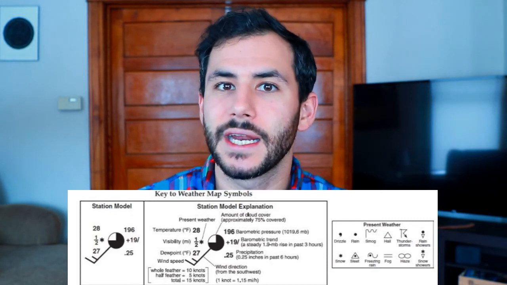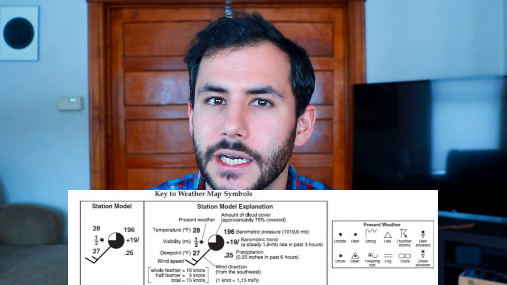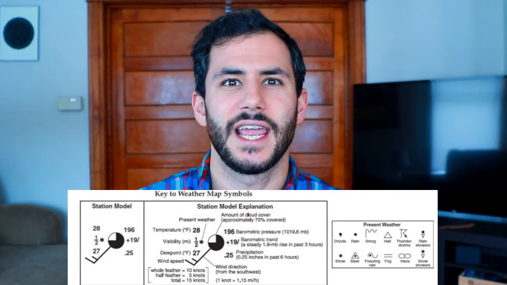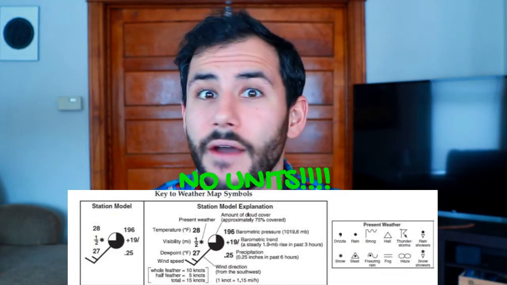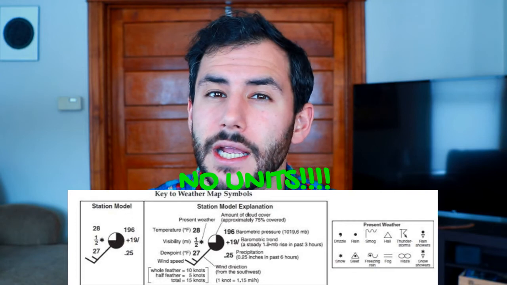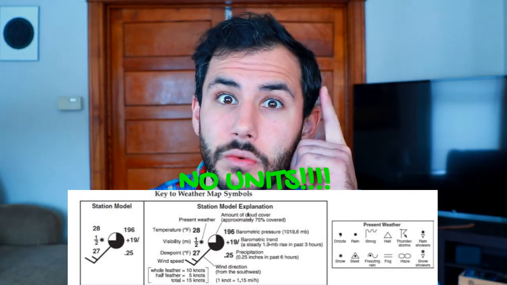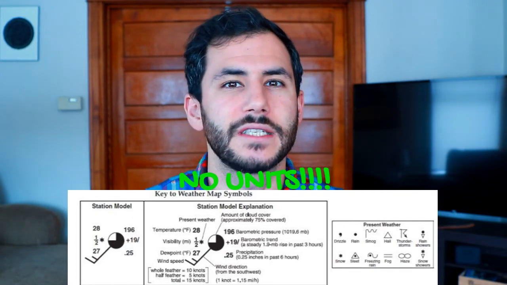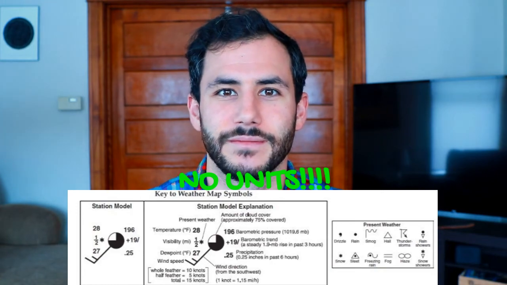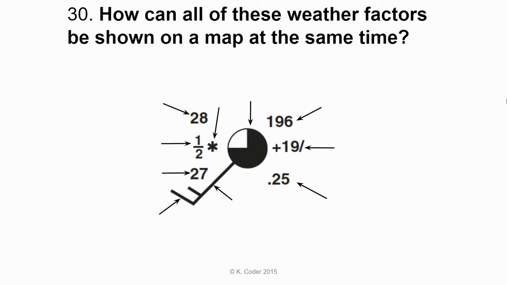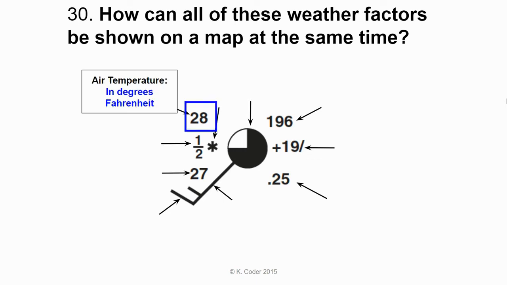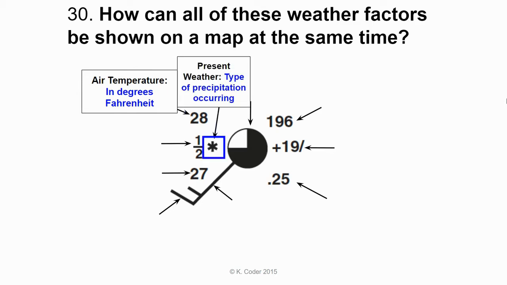And before we get into the big explanation, I need to note one thing. Station models do not have units on them, folks. It's something you definitely need to remember. And now let's break these station models right down. So let's go ahead and break down our simple station model. Now the first piece of evidence, this right here, is the air temperature. And it's always in degrees Fahrenheit. But remember, on our station model, we have no units.